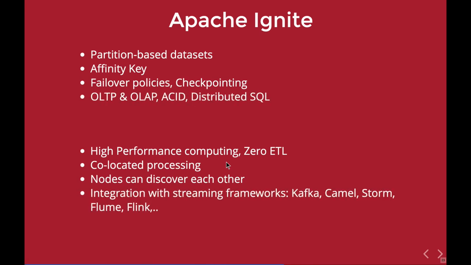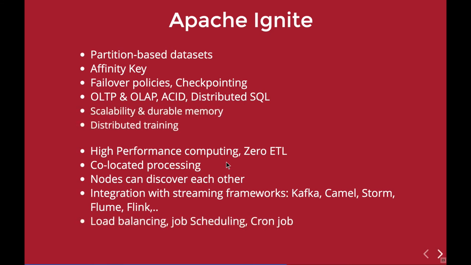So we see partitioned data sets, affinity key, and there are different policies if there is a failover. It makes sure there is no failover impact, and the overall time will be the same as if there is no node failure. It also has various load balancing policies, so make sure that there is a load balance across the nodes.